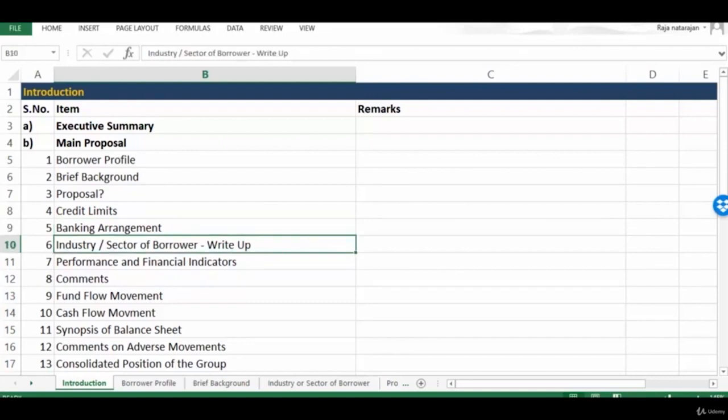Then the industry or sector of the borrower. If the borrower is from textile, then you have to bring out the scenario of the textile industry. Is it doing well, or is it performing poorly because of various factors? What is the present scenario and how is the future expected to be? All those have to be brought out here. It can be taken from various newspapers, various research reports. Rating agencies come out with various reports on the industry or sector. So all those have to be pursued, and those things should be brought up here so that the sanctioning authority will be able to connect the borrower with his industry and take a calculated decision.